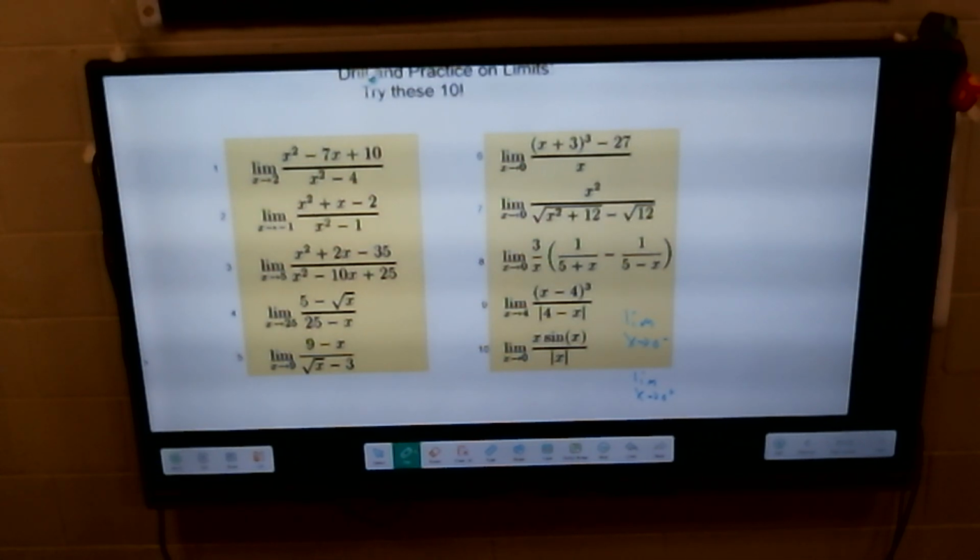I got 12 over 0, would that be a valid answer? No. 12 over 0? What about 1 over 0? One over zero, no. Anything over zero is... Zero over one is zero. Zero over 25. But anything over zero doesn't work.